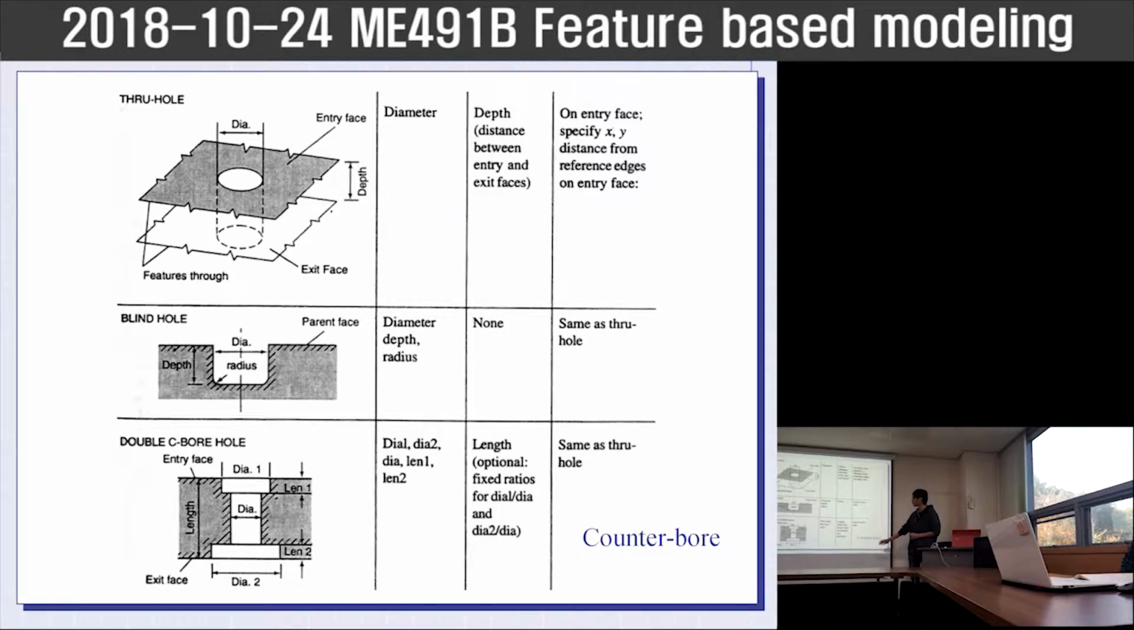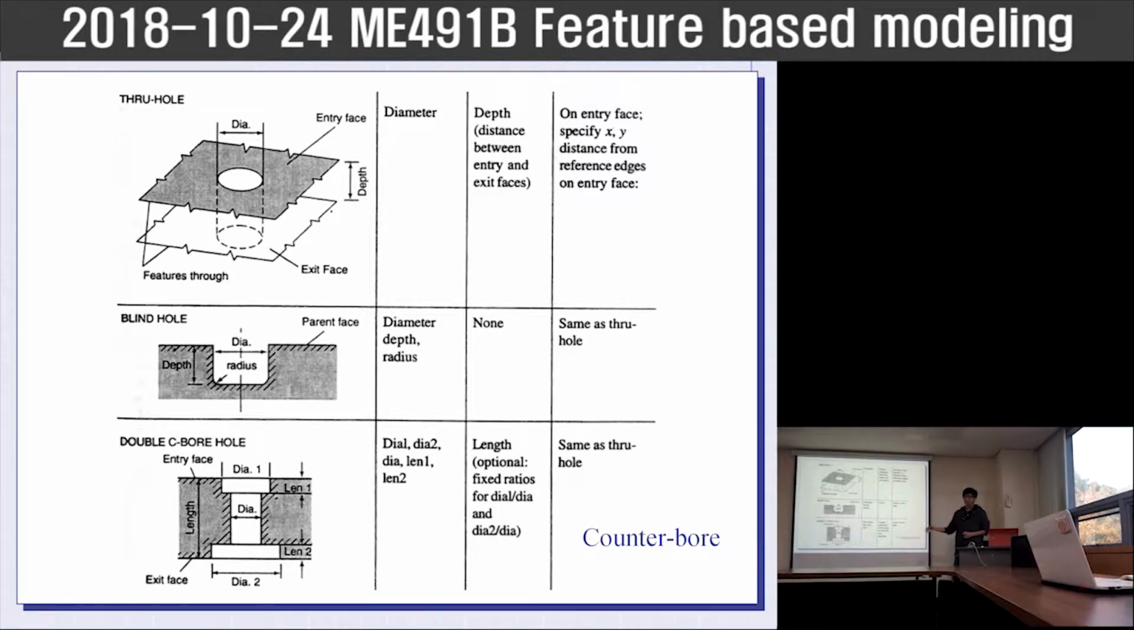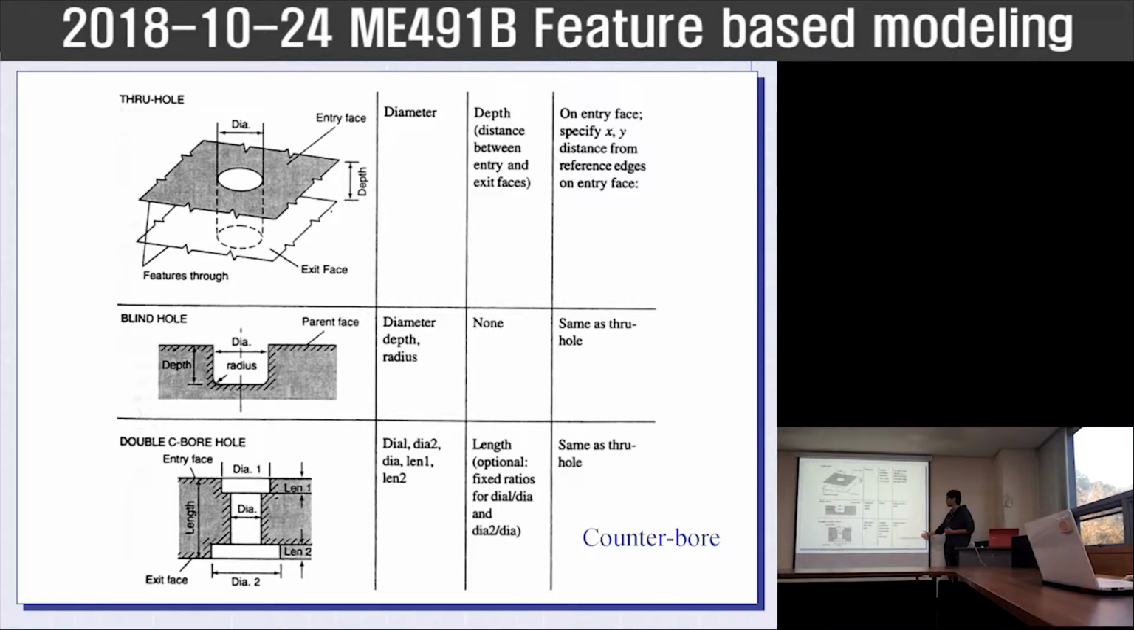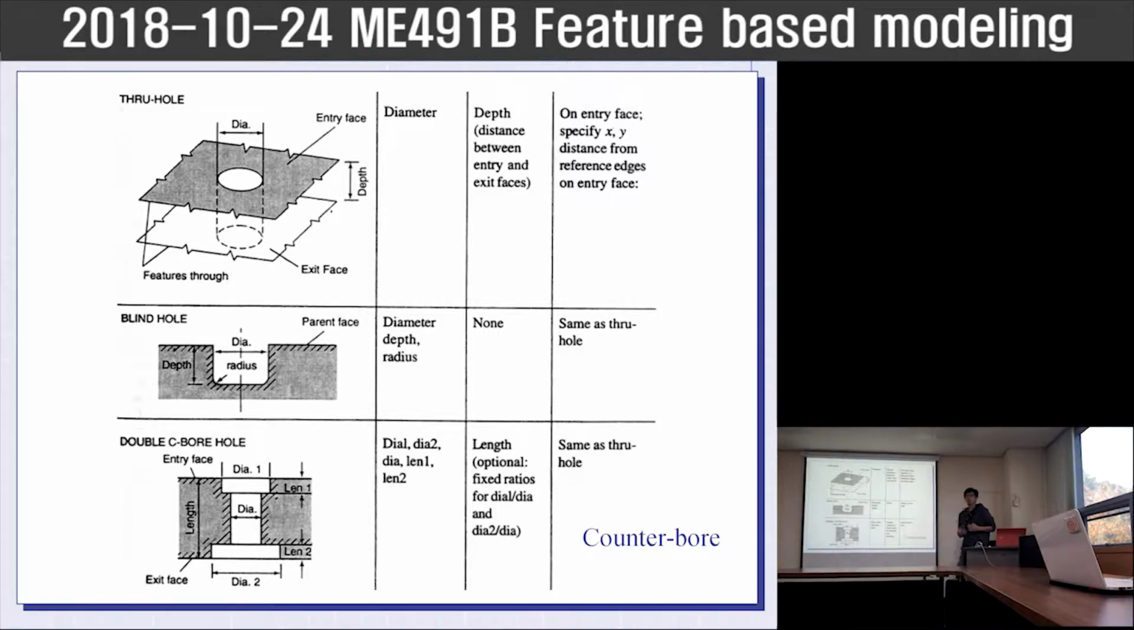For the counter bore hole, we can actually consider this a composite feature. It consists of these 2 other features. But this is up to our preference. For example, if we use this feature often enough, it may be preferable for us to define it as a unique feature.